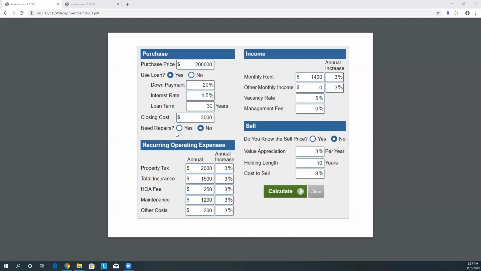Let's say maybe there's no repairs right now, but maybe in the future there are. So we can make this a variable number as well and change that. And then the appreciation. We're using a 3% appreciation on the property and holding it for 10 years.